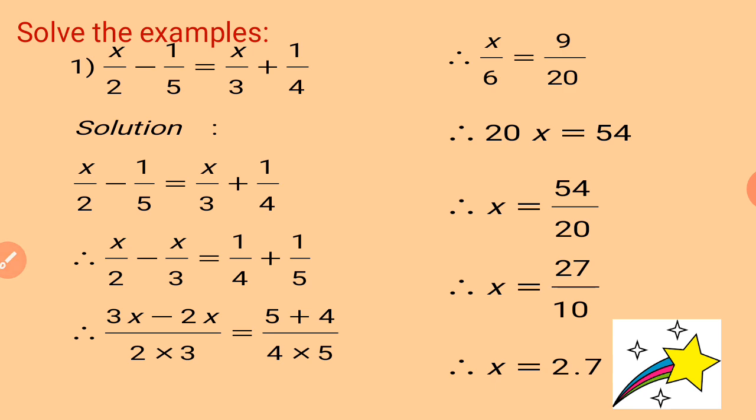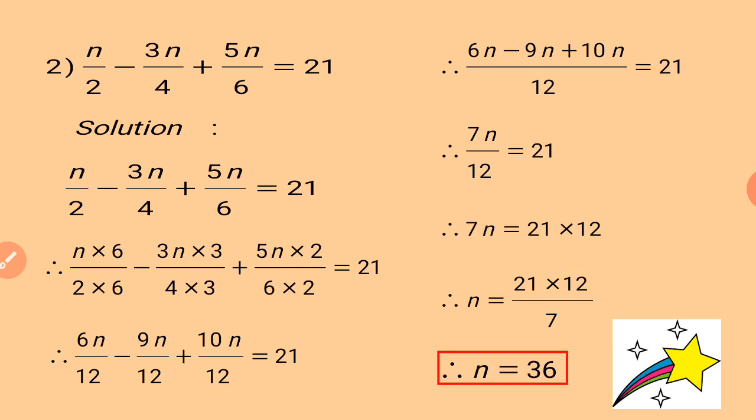X is 54 upon 20, which can be simplified further to 27 by 10. It can be simplified further and written as 2.7, but it is not compulsory to write it in decimals. You can leave it as 27 upon 10 also.